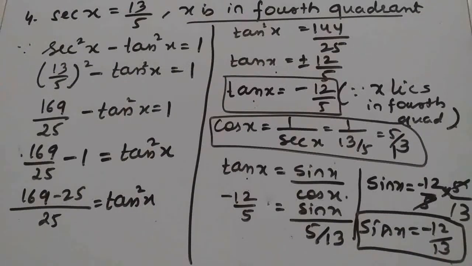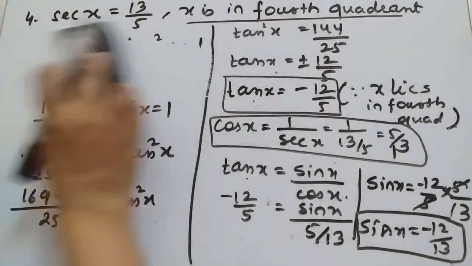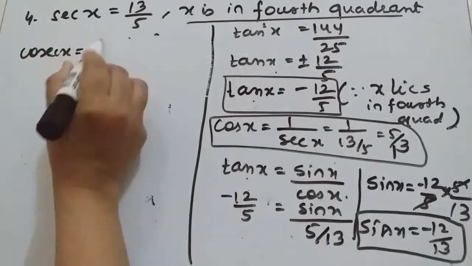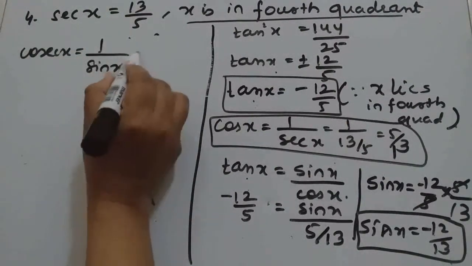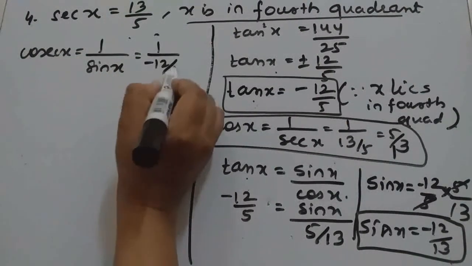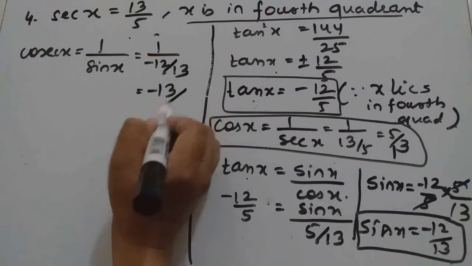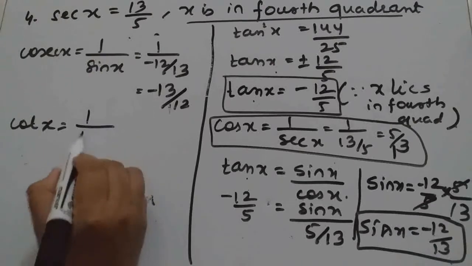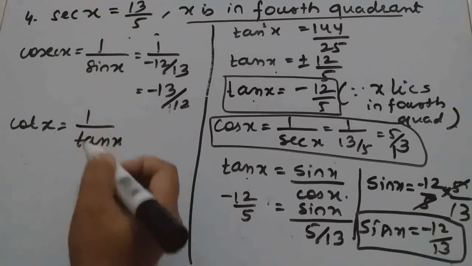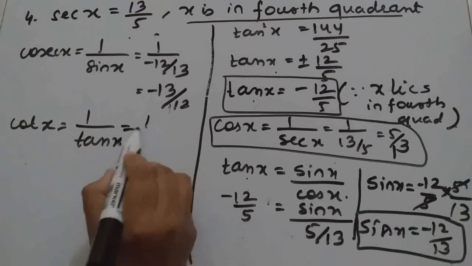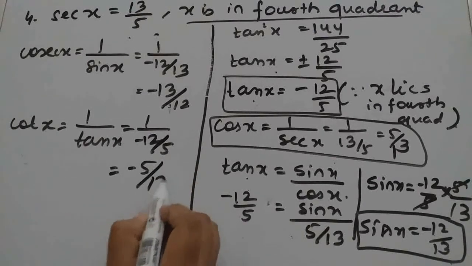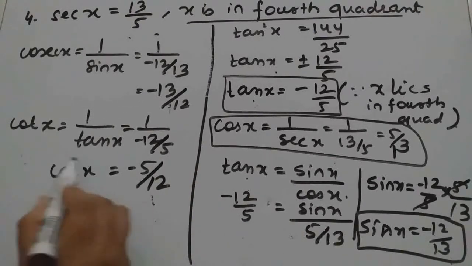Okay. Now we can find cosec, and one more is remaining, that is cot. So cosec x is 1 by sin x. So 1 by minus 12 by 13, which is minus 13 by 12. And cot is 1 by tan we can write, isn't it? Or cos by sin, both ways. So minus 12 by 5 means minus 5 by 12. This is cot x.